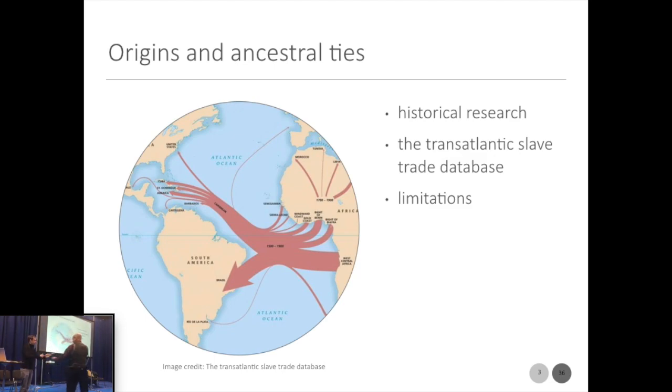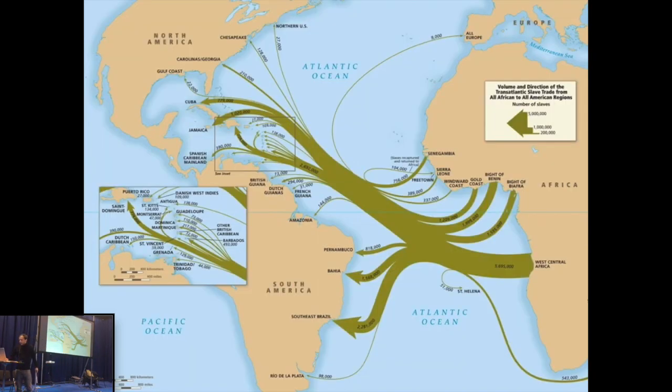Now, when it comes to origins, though, there are certain limitations with the kind of data that we have available. Out of these 35,000 records, only about a third make any mention of origins at all. And when they mention origins, they tend to mention coastal shipping points as opposed to the people's actual ethnic or geographic origins. So this is why you've got these arrows starting here on the West African coast. This is a more precise image giving you the same thing with numbers of Africans being transported over to the Americas.